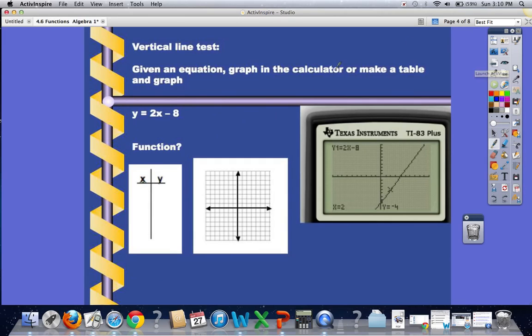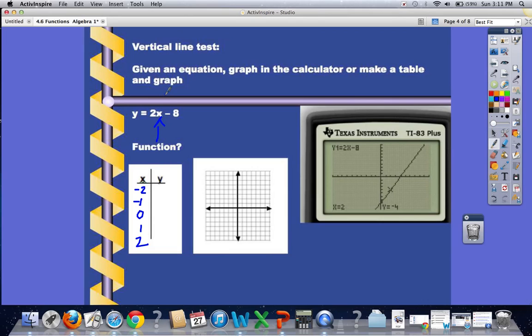All right, so the vertical line test, if you're given an equation, you can graph it in the calculator or you can make a table and graph. So let's look at this one right here. Let's go ahead and make a table. All right, now remember we like to use the numbers -2, -1, 0, 1, 2. And we plug them in right there.